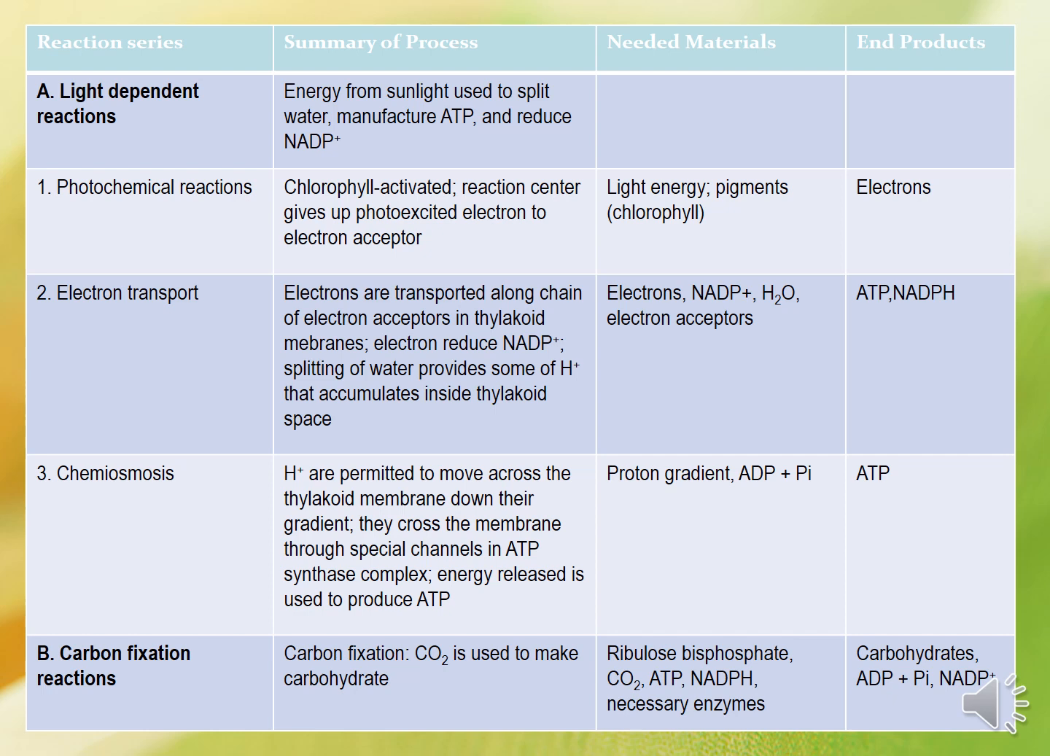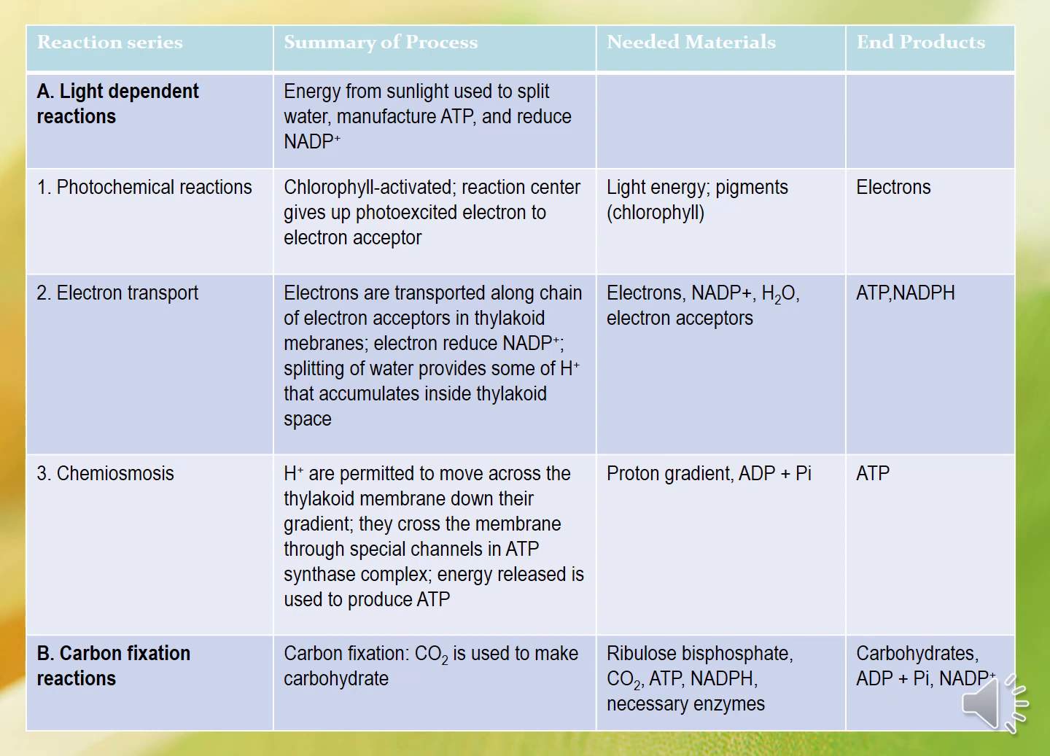So what is the needed material? Light energy, for the photochemical reaction. What else do they need? They need the pigment. If you write about pigment, your answer can be, for example, chlorophyll A and accessory pigment. That answer is also correct. The end product from this is the electron.